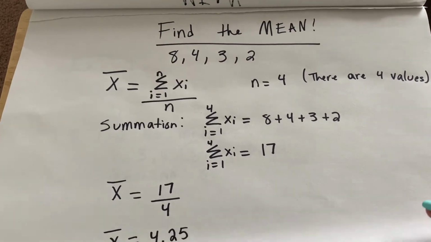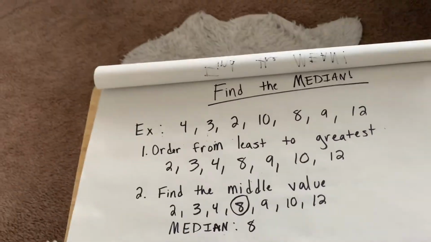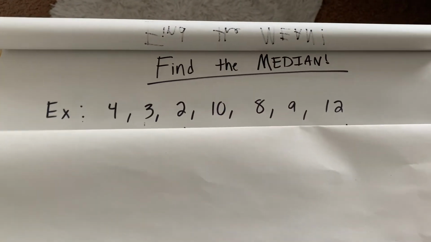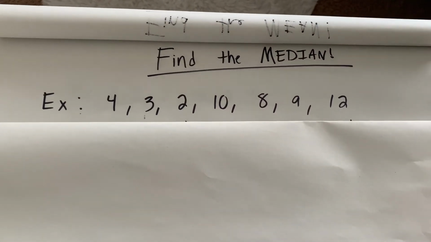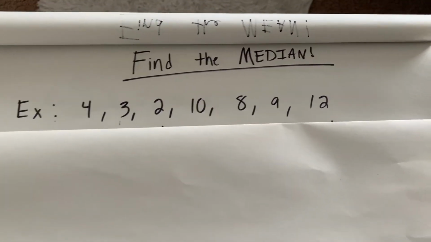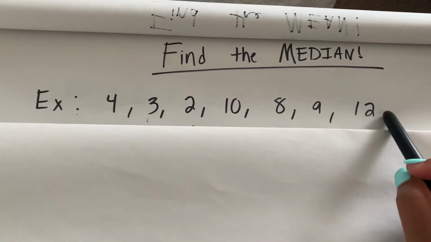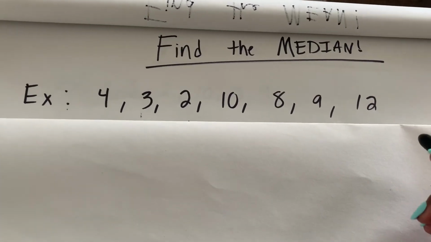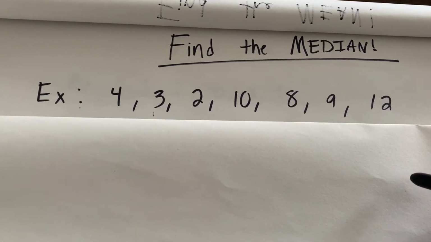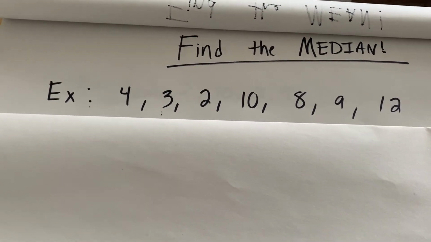So let's go on to looking at median. If we want to find the median, it's going to be a little bit different if the amount of values in your data set is even or odd. If it's odd, then it's a little bit simpler. The first thing you want to do when finding the median of a data set is to put them in order from least to greatest, because the median is the center value of your data set.